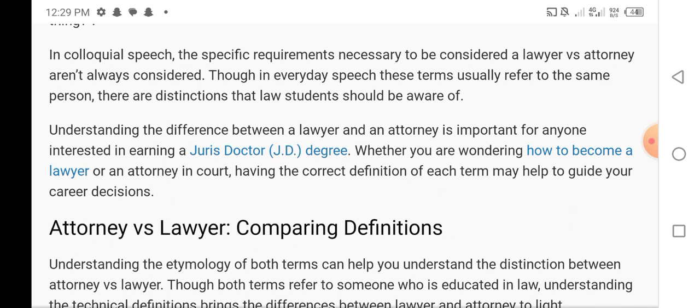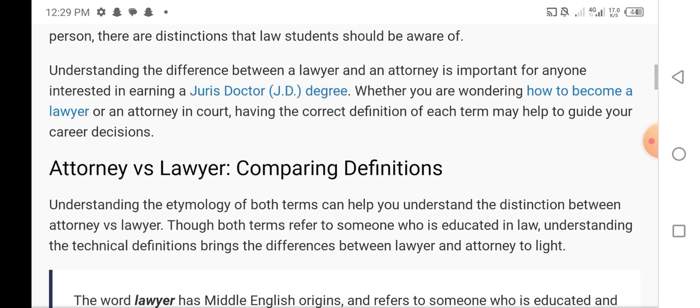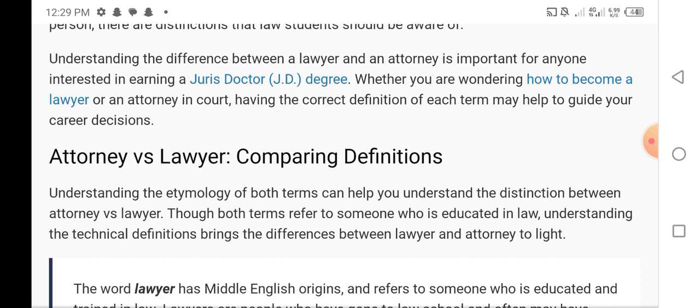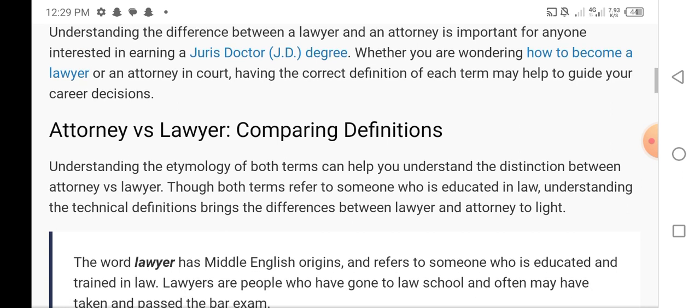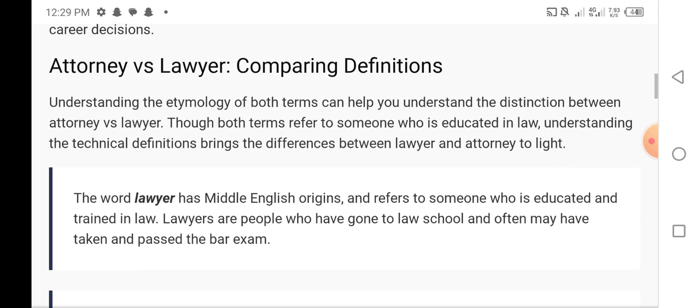There are distinctions that law students should be aware of. Understanding the difference between a lawyer and an attorney is important for anyone interested in earning a Juris Doctor degree. Whether you are wondering how to become a lawyer or an attorney in court, having the correct definition of each term may help to guide your career decision.